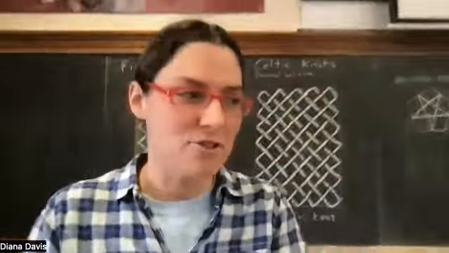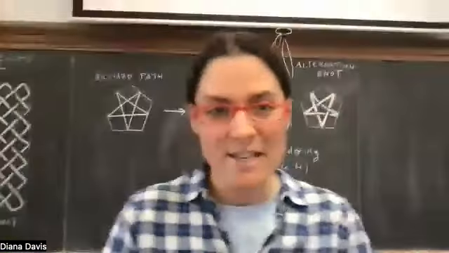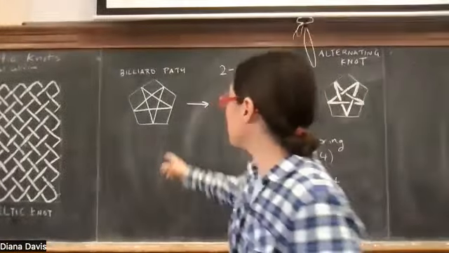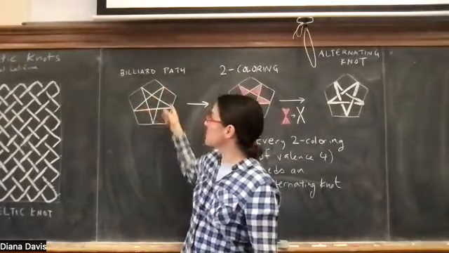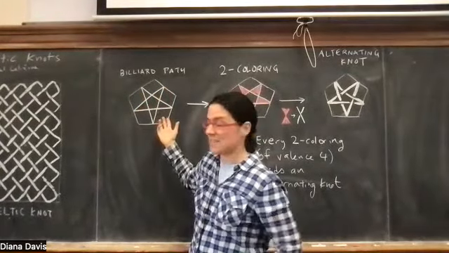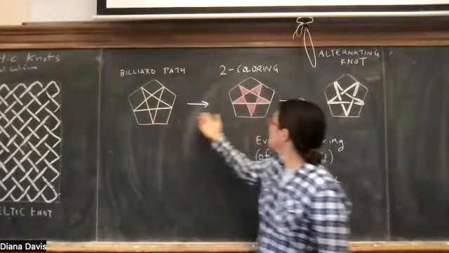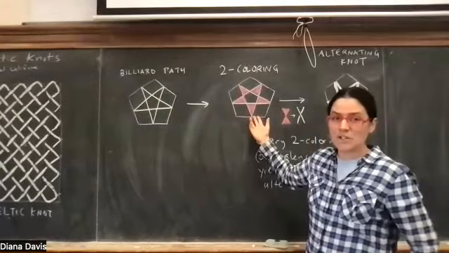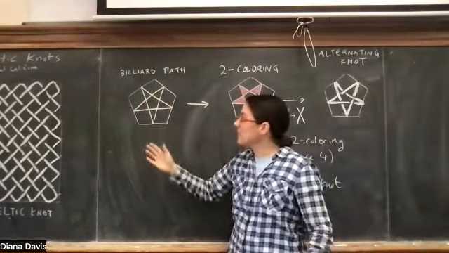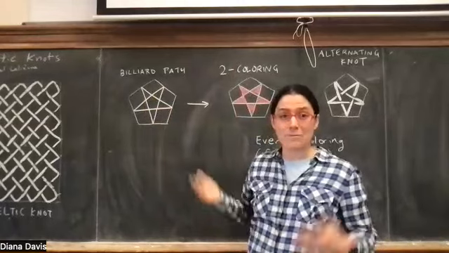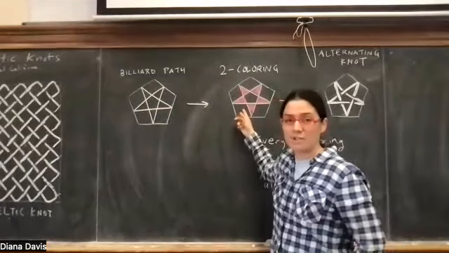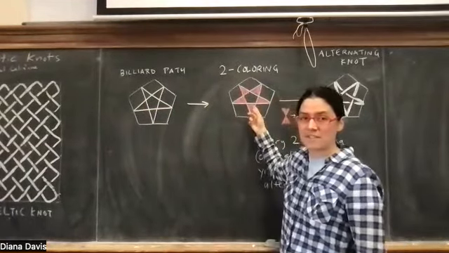So how do you turn a billiard trajectory into a Celtic knot? Well, here's what you do. You start with a billiard path. So this is a periodic billiard path, but it really could be any sort of billiard path. And then you can make it into a two coloring. So anytime that you have a shape that's divided up by lines, really any kind of lines, it's two colorable. You can figure that out because all the valences are even.